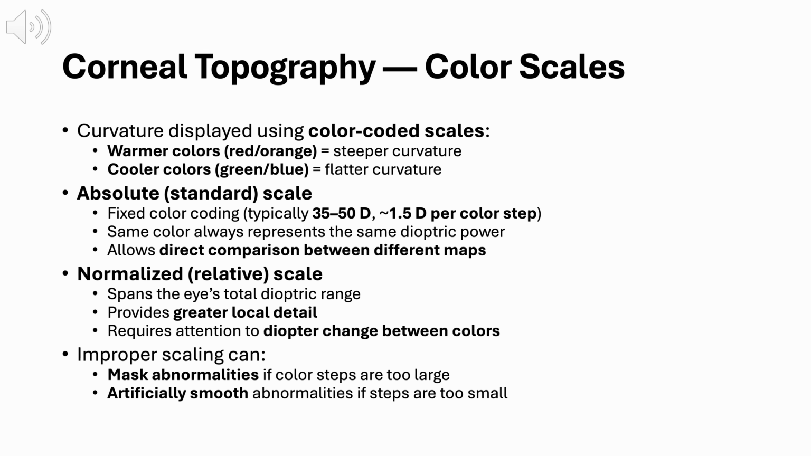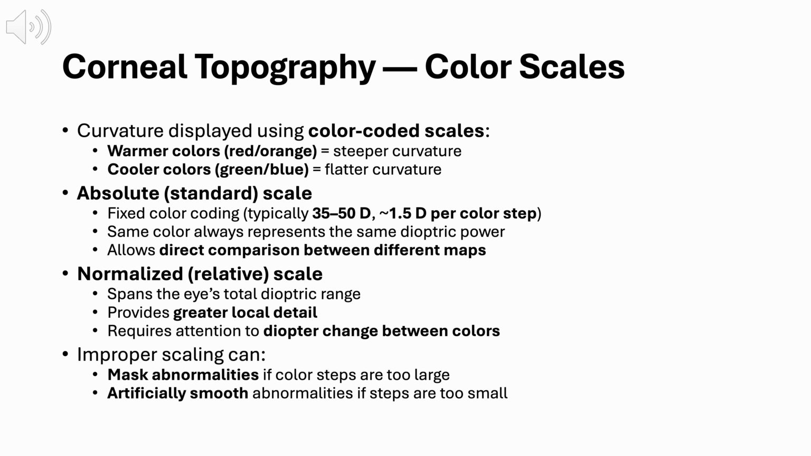A normalized or relative scale works differently. Instead of using fixed diopter values, the scale spreads across that individual eye's total dioptric range. This provides greater local detail and can make subtle changes easier to see. The trade-off is that you have to pay close attention to how much dioptric change each color represents, because the colors no longer correspond to fixed powers.